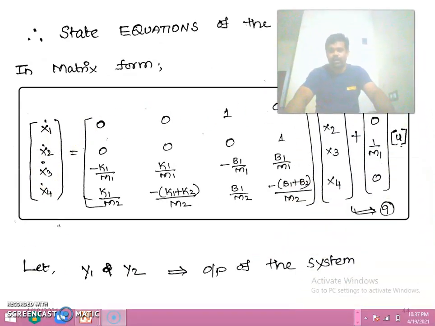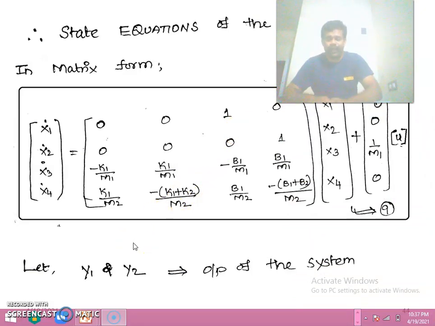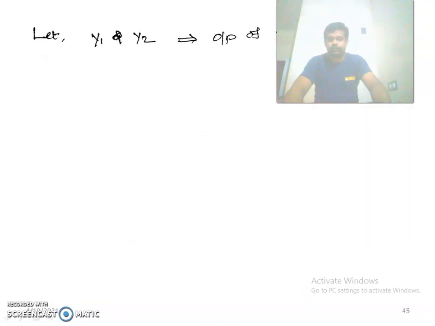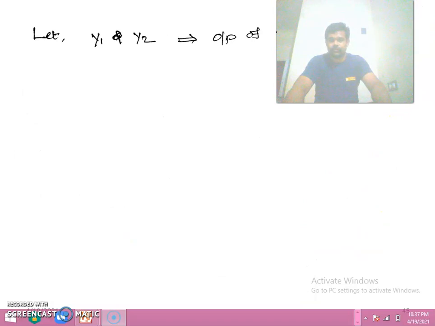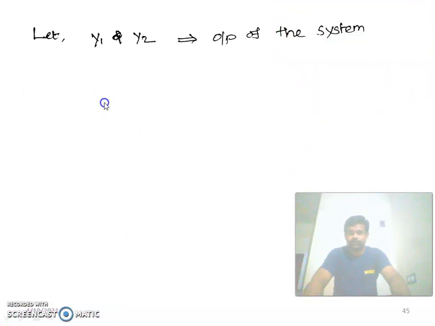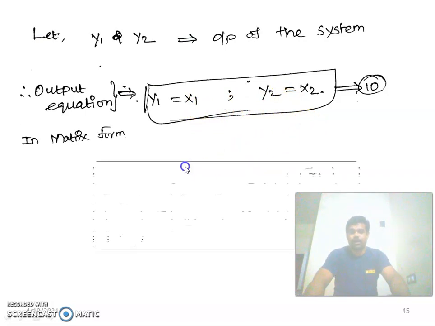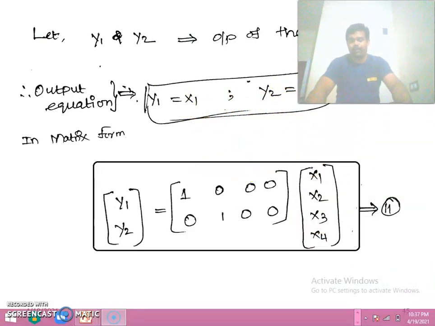Now we are going to find the output equation. The output is y1 and y2. So y1 is equal to x1 and y2 is equal to x2. This y1 can be written as 1x1 plus 0x2, and y2 can be written as 0x1 plus 1x2. So now we are going to write it in matrix form.